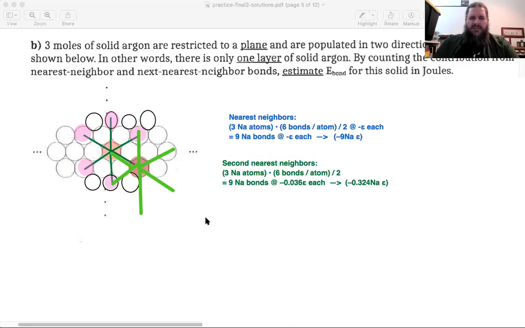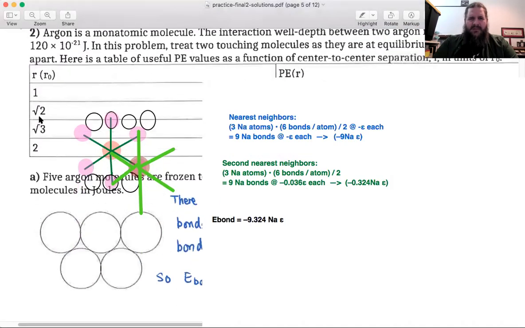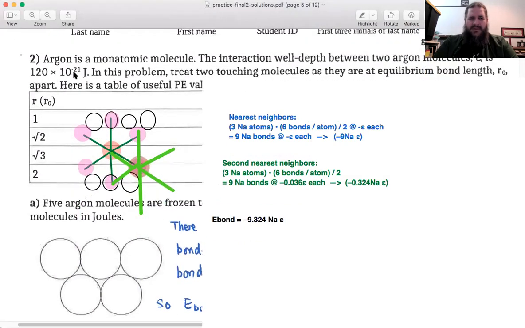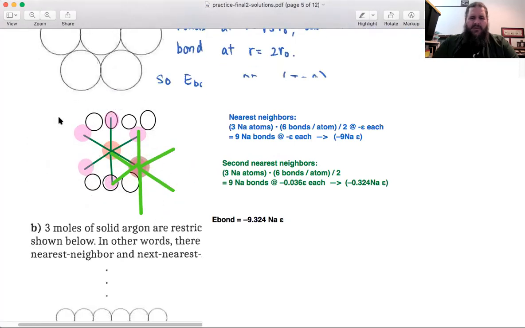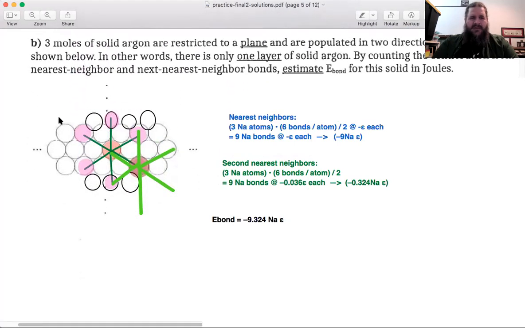And then to get the actual bond energy, we can just add those together. Negative 9 times Avogadro's number times epsilon plus negative 0.324 times Avogadro's number times epsilon is negative 9.324 Avogadro's number epsilon. And then you could actually fill in Avogadro's number, 6 times 10 to the 23rd. And I think it gave us a value for epsilon somewhere. Yeah, 120 times 10 to the negative 21 joules. So fill those in, multiply, and you get the bond energy in joules. Any other questions on that one?